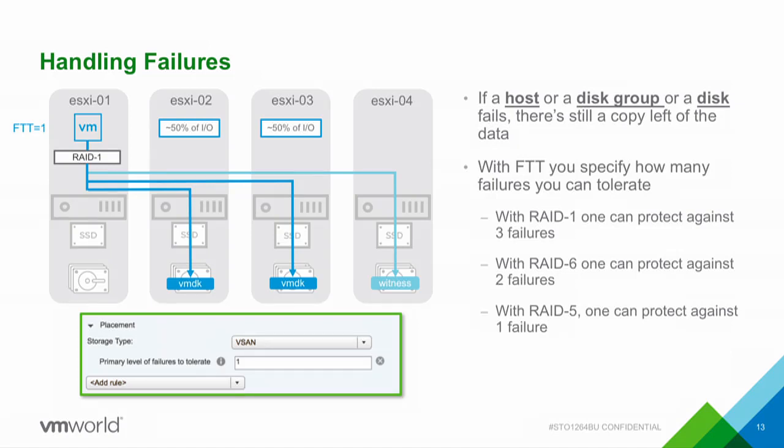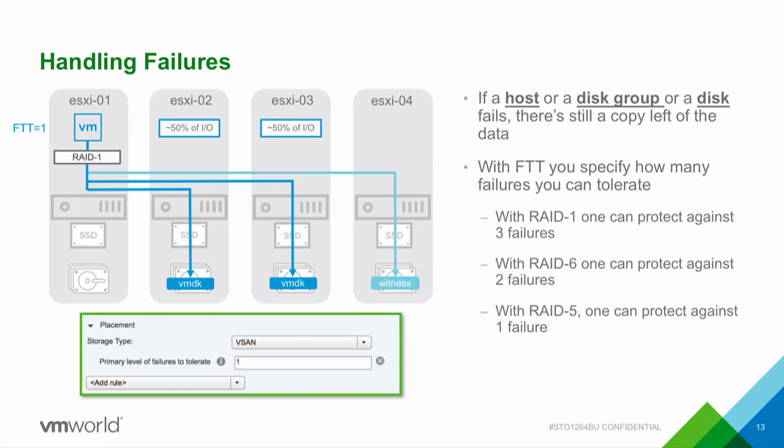Now we have the ability, as Duncan also said, to tolerate more failures, but you would need more hosts in the clusters to do that with a RAID 1 configuration. The kind of drawback with the RAID 1 configuration is you're using multiple copies of the data. So in order to tolerate the maximum of 3 failures, you're going to have 4 copies of the data on your vSAN cluster, which is a lot of capacity that's being consumed.